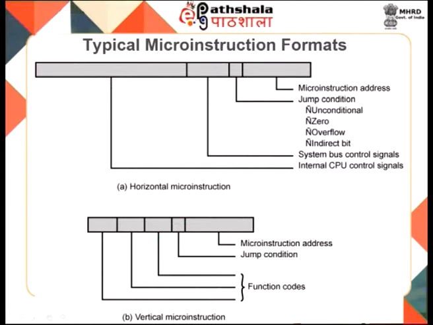Whereas, when you go in for a vertical format, the jump condition is given here, but all these conditions that are possible for your jump instruction are encoded into a particular field, and it is given as function codes. So, you do not have the control signals being available directly here. These function codes will have to be further decoded for you to generate the control signals directly.